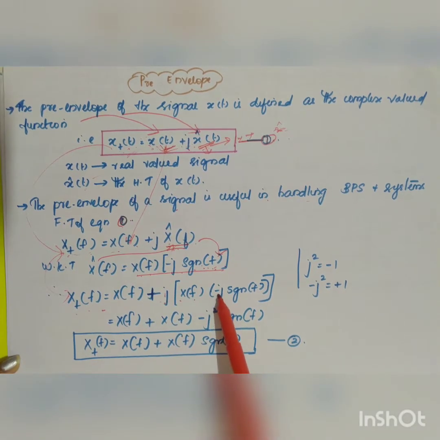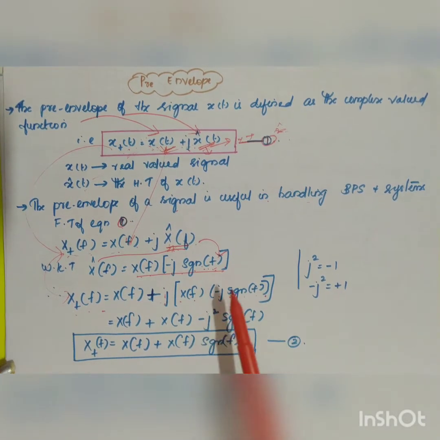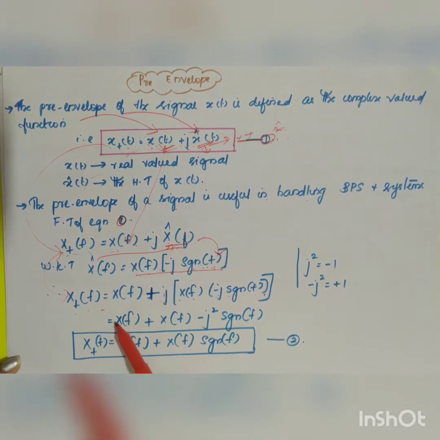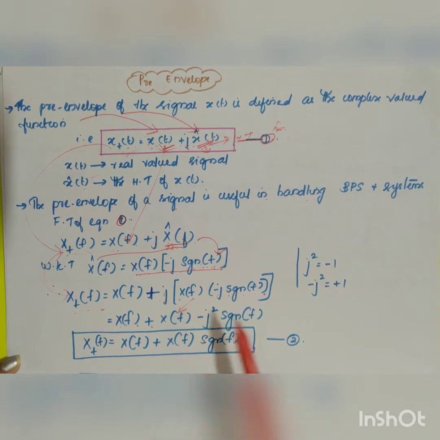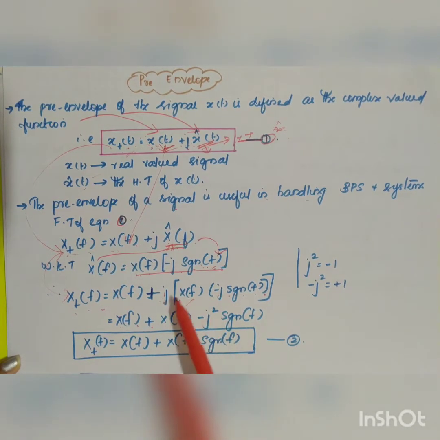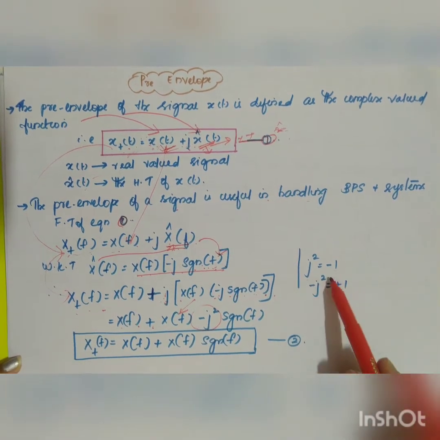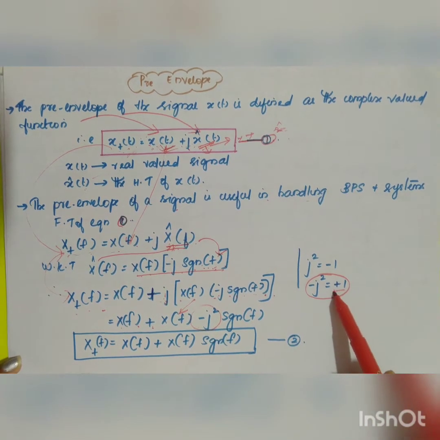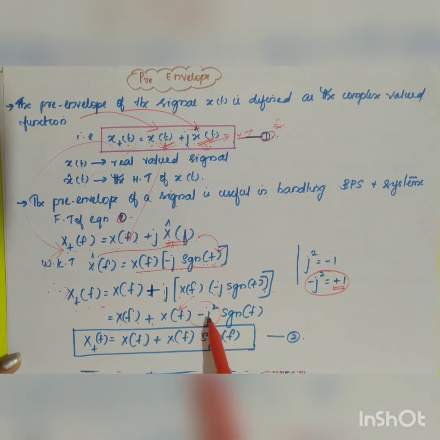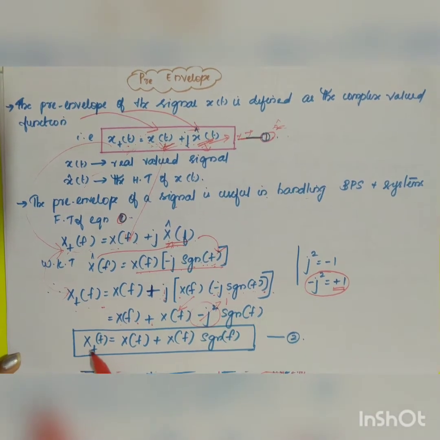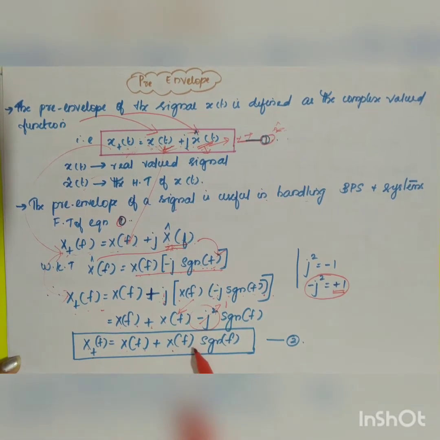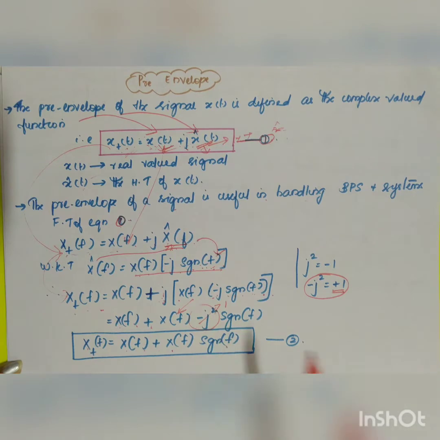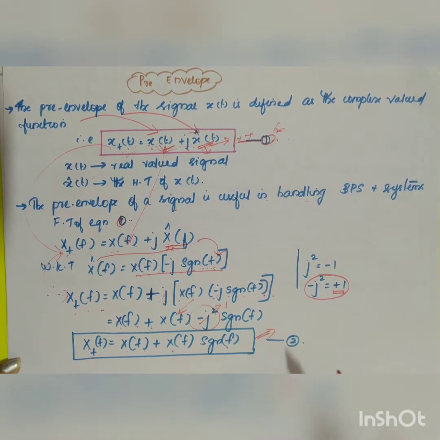So x of f into minus j signum of f. When you multiply this inside, x of f will remain as such, plus x of f remaining as such, times minus j into j, so you will get minus j square into signum of f. You know that minus j square is equal to plus 1. So x plus of f is equal to x of f plus x of f into signum of f. Let us take this as equation 2.